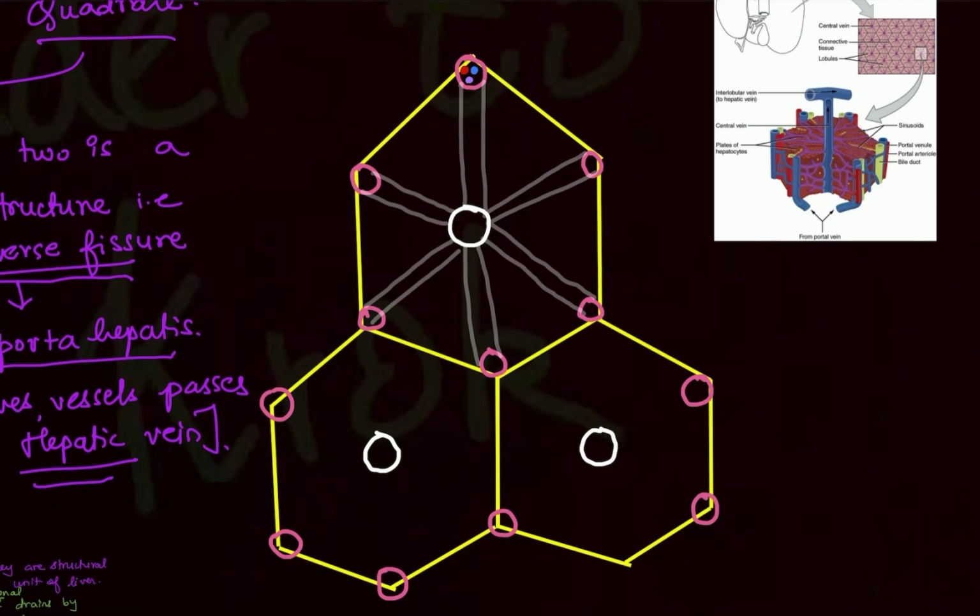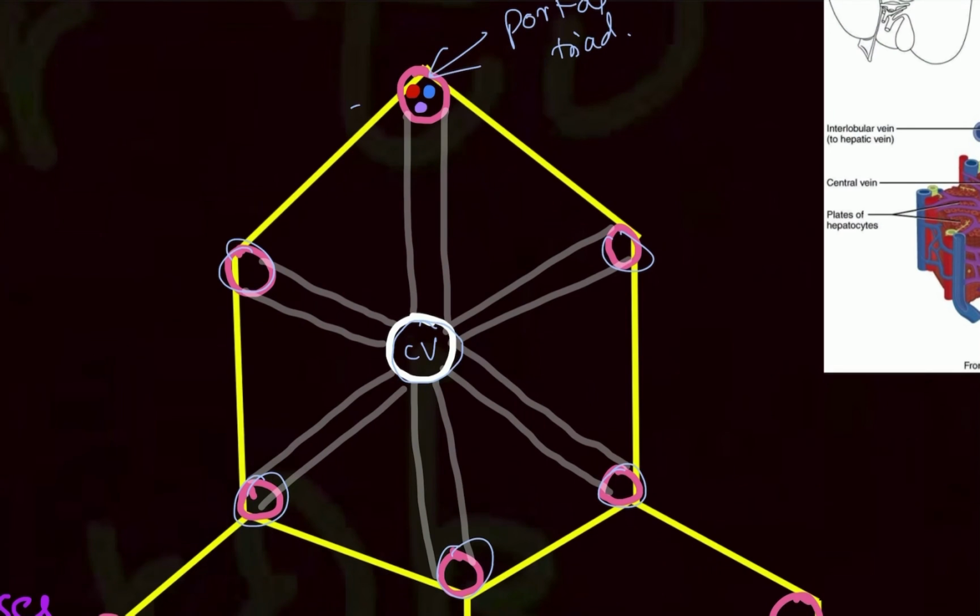Okay, you can see in between this round, this is the central vein. It is situated in the center, and on the periphery you can see this pink color which I have drawn. This is the portal triad. And portal triad, as you can see inside, I have drawn a hepatic artery, you can see blue color hepatic vein, and this purple color, that is bile duct.